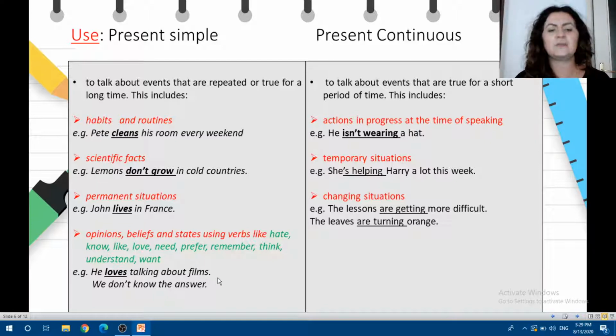Let's look at the two examples. He loves talking about films. We don't know the answer. We don't normally use the present continuous tense with these verbs, and it is not usual to say we aren't knowing the answer.